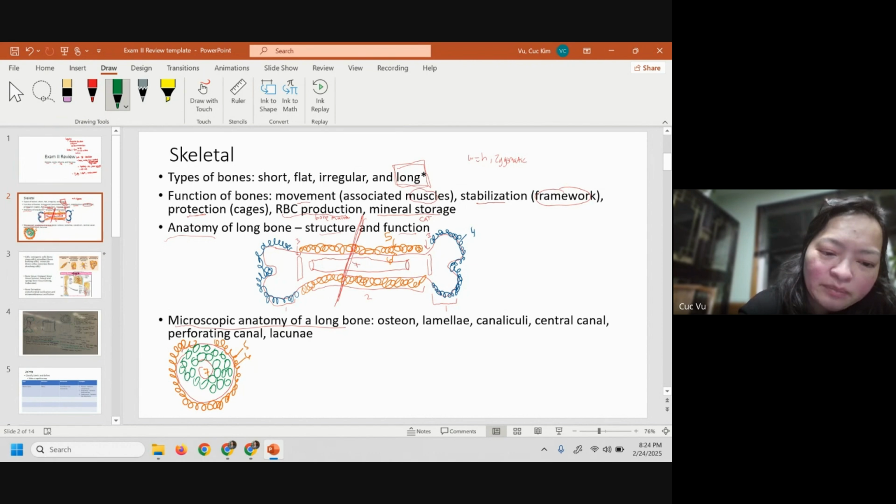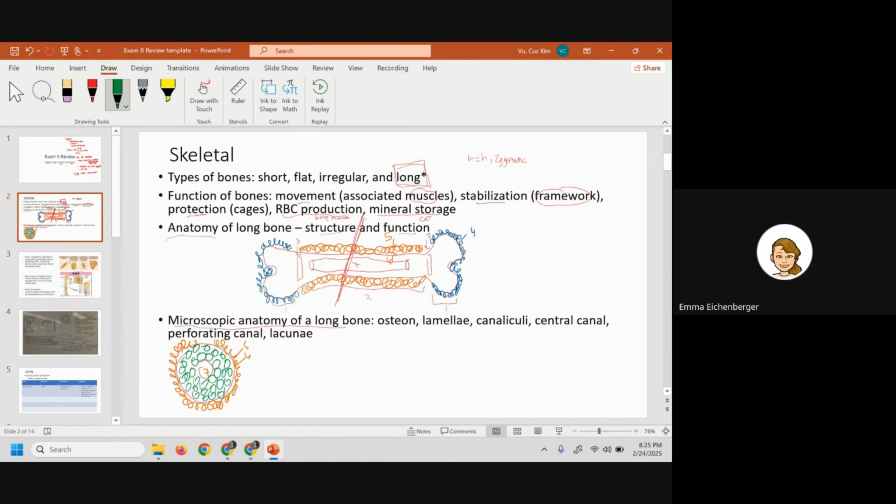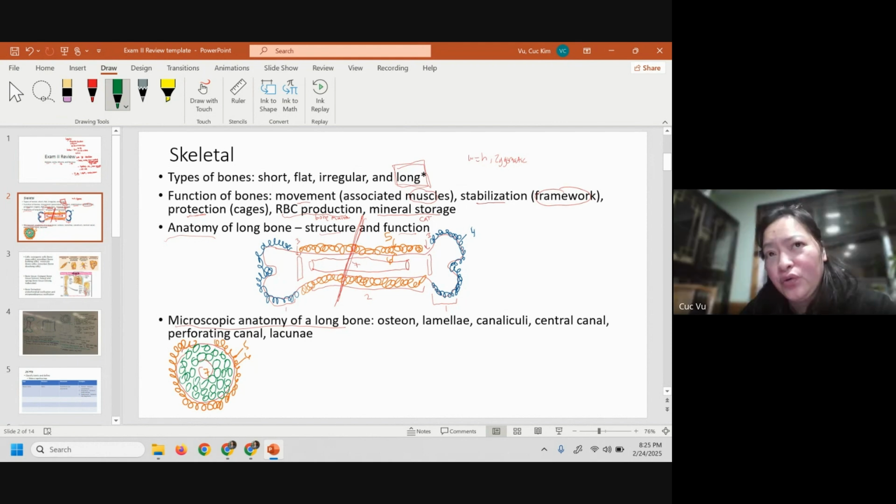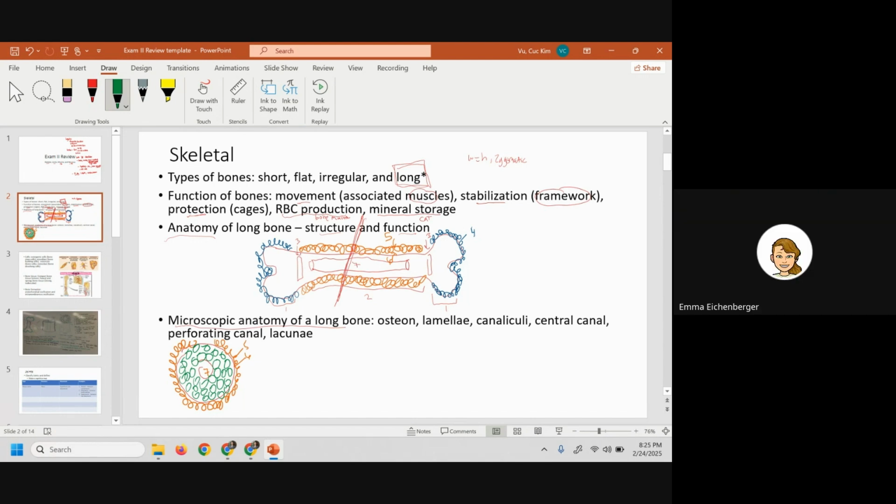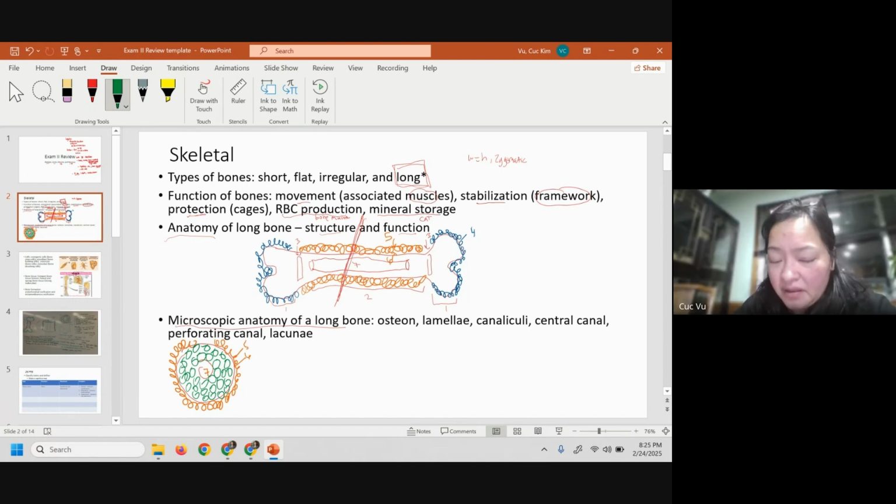If I gave you one pencil, can you snap it in half? Yeah. If I gave you a set of 20 pencils lined along each other, a whole bundle of them, can you snap that in half? No. So that's the premise of a long bone. That's why the diaphysis area is very dense and very heavy: it has all these osteons surrounding the medullary cavity of a diaphysis.